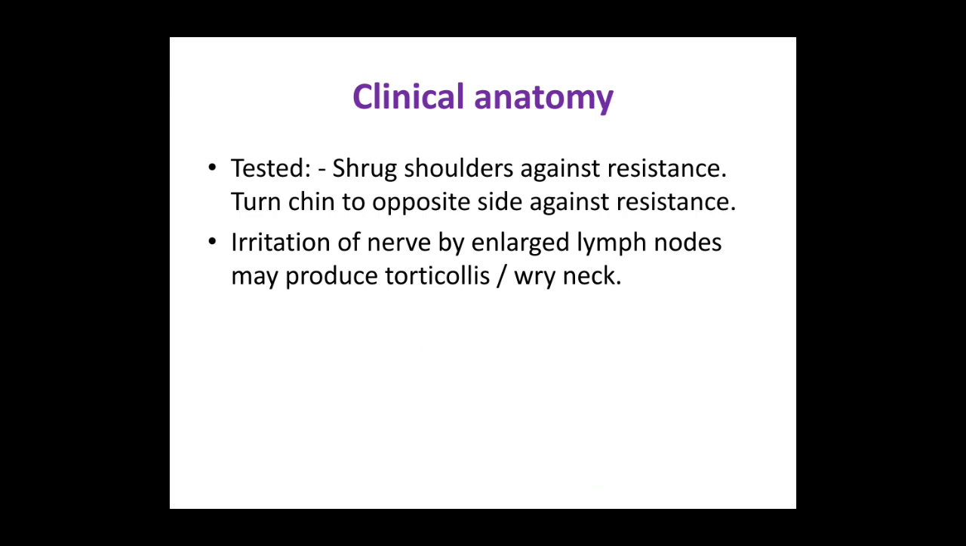This is tested by asking the patient to shrug the shoulder against resistance or turn the chin to the opposite side against resistance. Irritation of the nerve by enlarged lymph nodes may produce torticollis or wry neck.